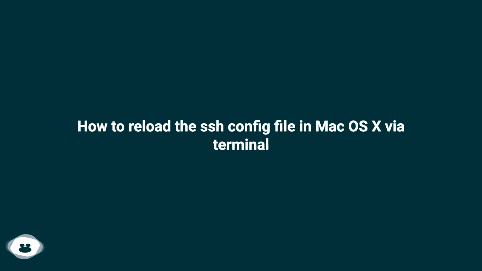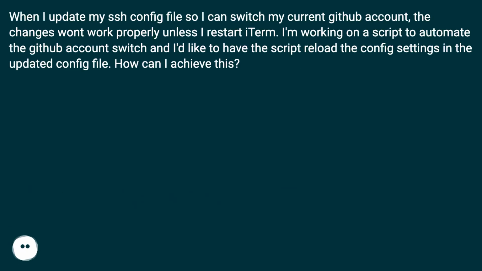How to reload the SSH config file in macOS X via terminal. When I update my SSH config file so I can switch my current GitHub account, the changes won't work properly unless I restart it. I'm working on a script to automate the GitHub account switch, and I'd like to have the script reload the config settings in the updated config file. How can I achieve this?